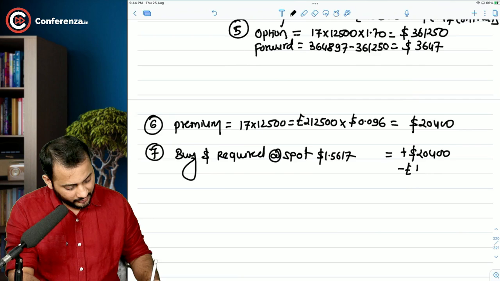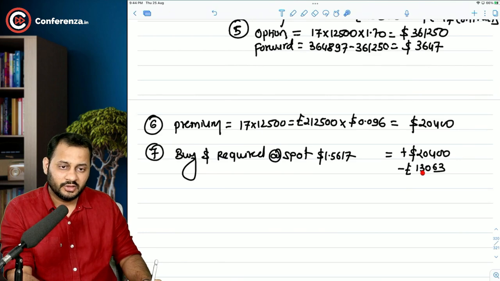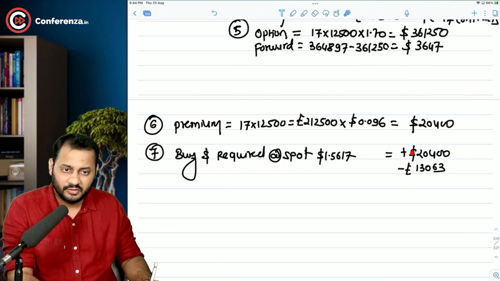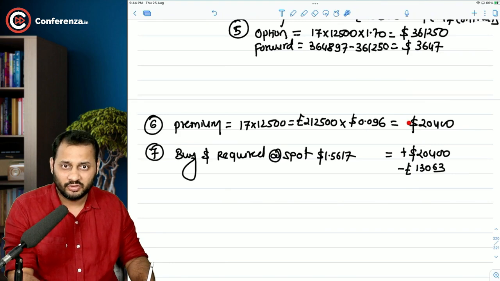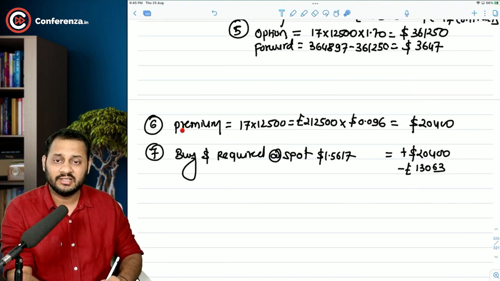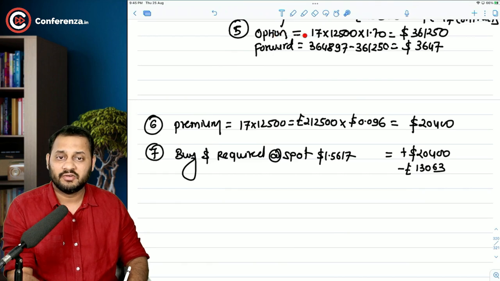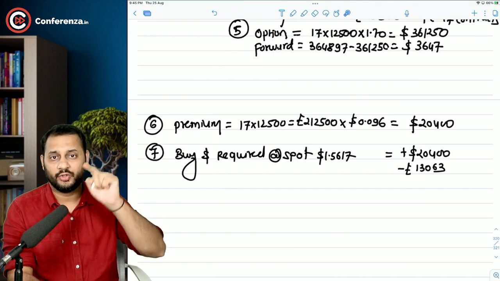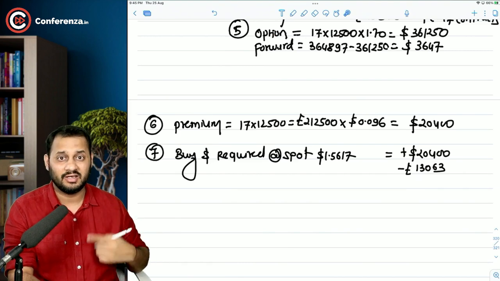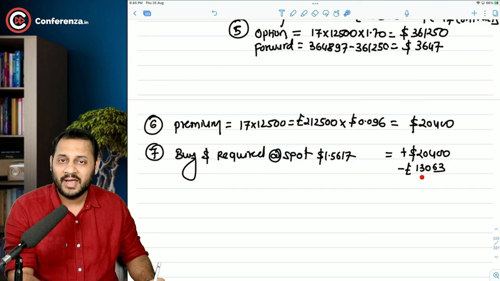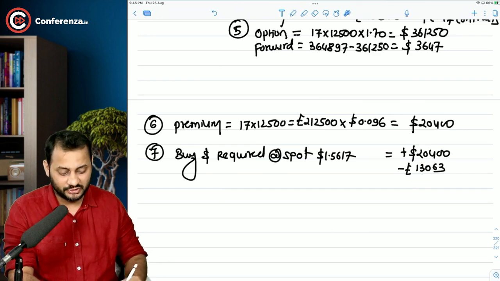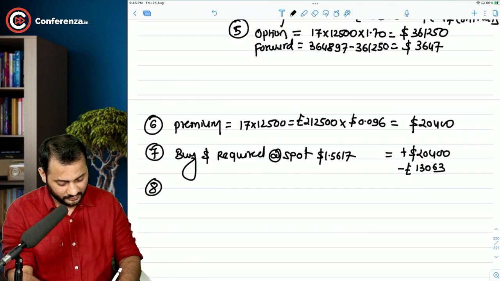You will make a payment of 13,063 pound first and buy this much of the dollar. This deal will be done with the foreign exchange dealer, means bank, and then take this dollar to the exchange, pay this dollar to the exchange as a premium, and then the exchange will sell 17 put option contract to you. You will be the buyer of the put option contract. Now the last question. How are you going to make the payment of this pound to the bank to buy dollar? You will have to borrow this much of the pound. Last step at spot rate.